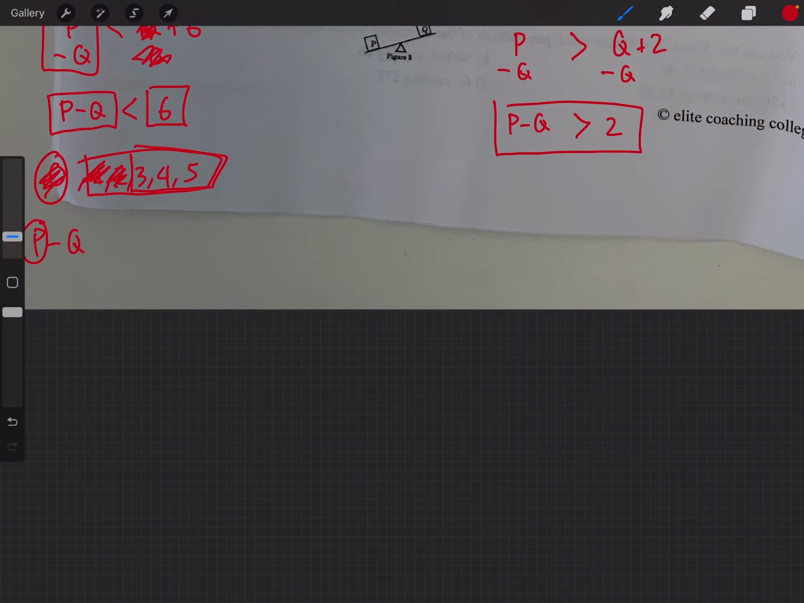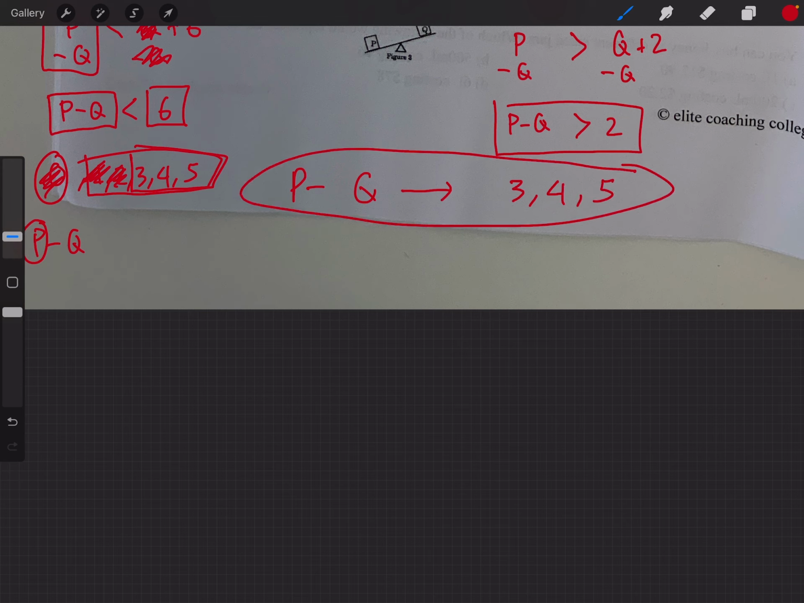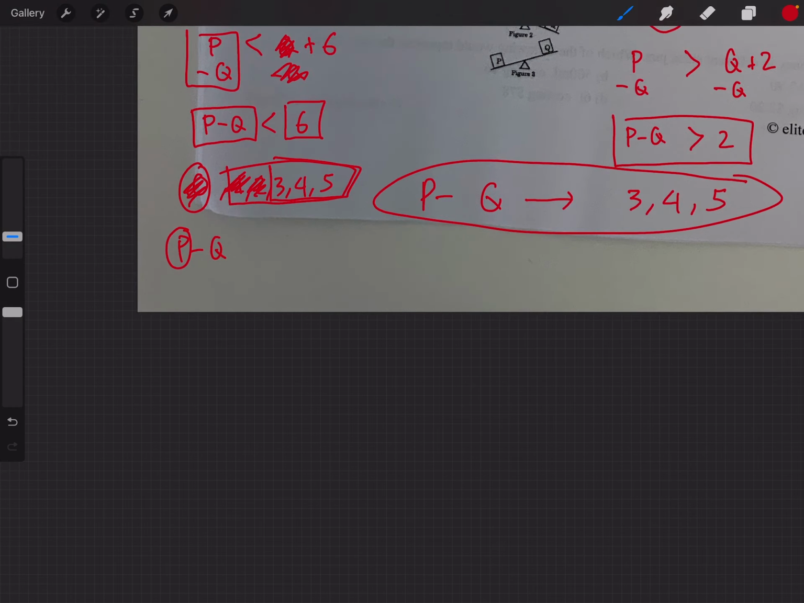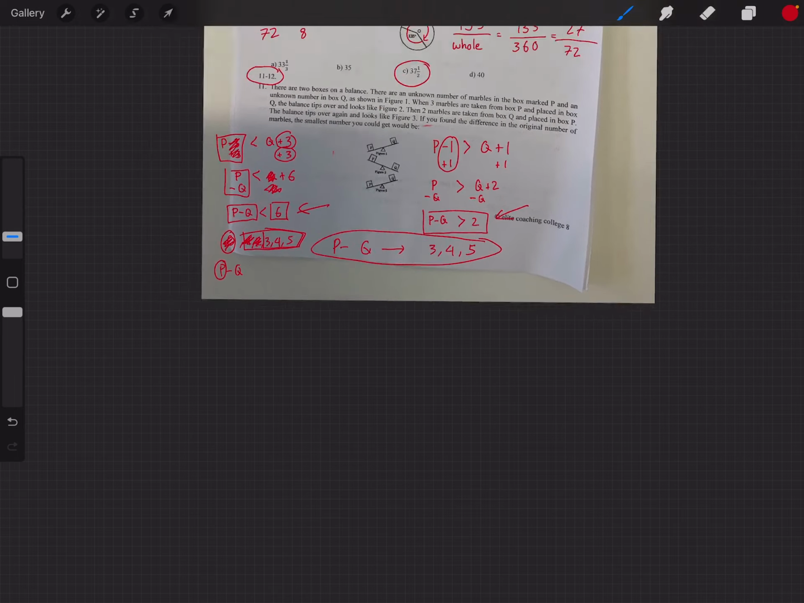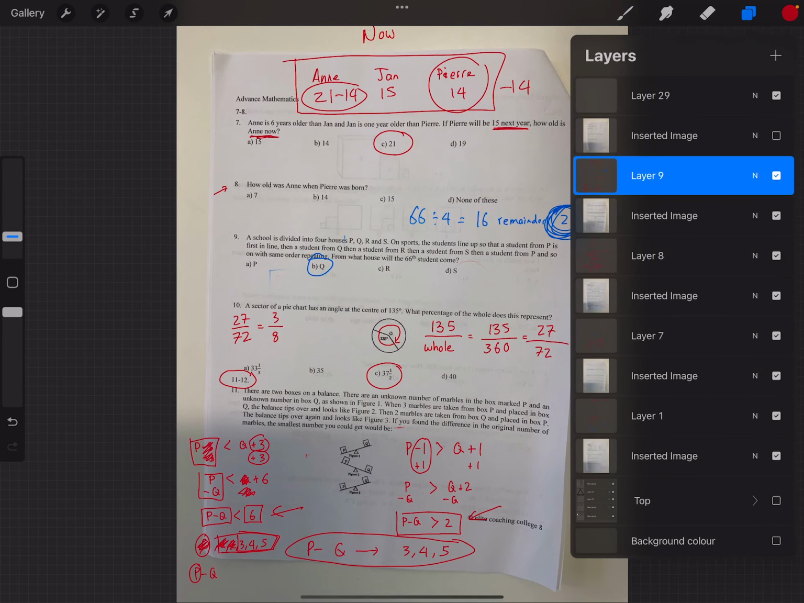So that means our answer, p minus q, can only be either 3, 4, or 5. It can't be less than 3 because that would be 2, and it can't be more than 5, because that would be 6. We know it has to be less than 6 according to this equation and this equation. So we have 3, 4, or 5, so let's go to the next page.